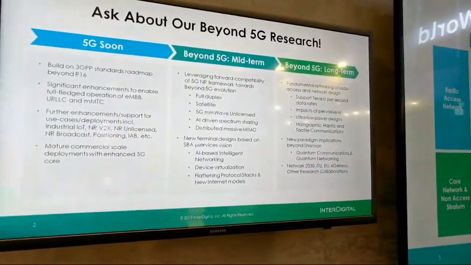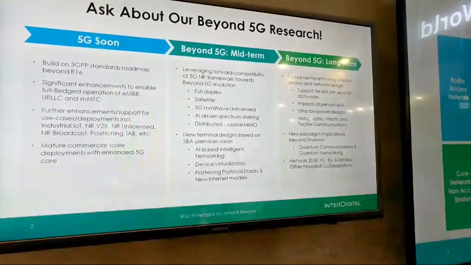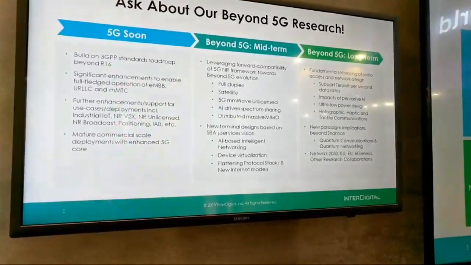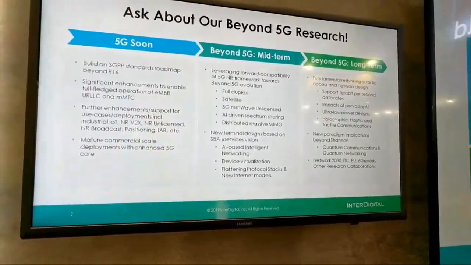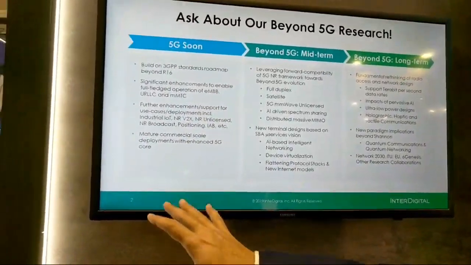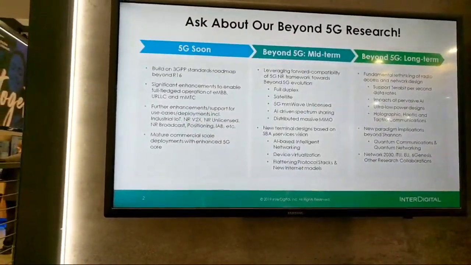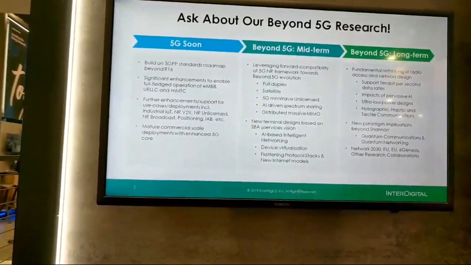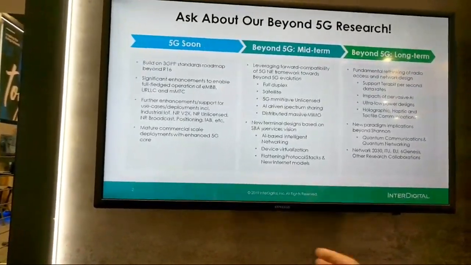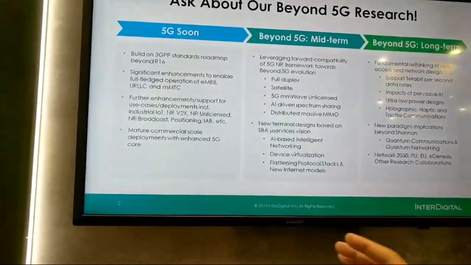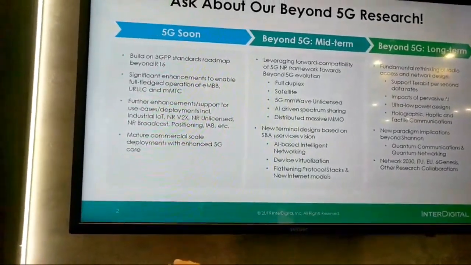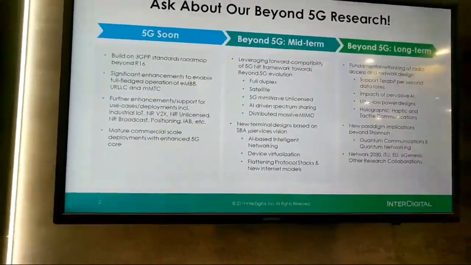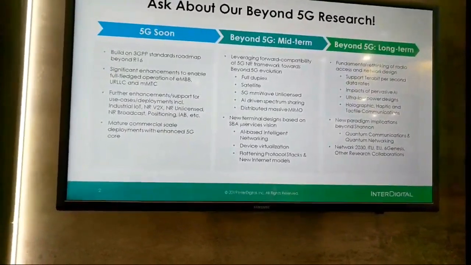So far what we talked about is really 16 and a little bit beyond. So this sort of picks up from where we left off on the other slide back here. With 5G soon, this is what we expect to see roughly up to the 2020-ish, 2022-ish time frame. So this will be more Release 17 and 18 of 3GPP. So this builds on the 3GPP standards roadmap. We talked about what sort of things could go on there.